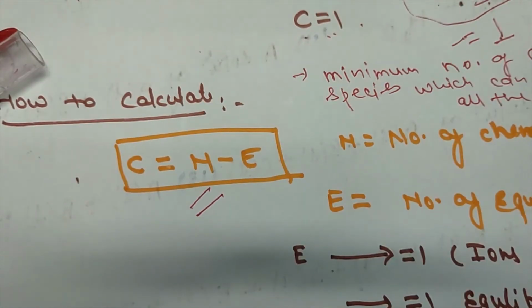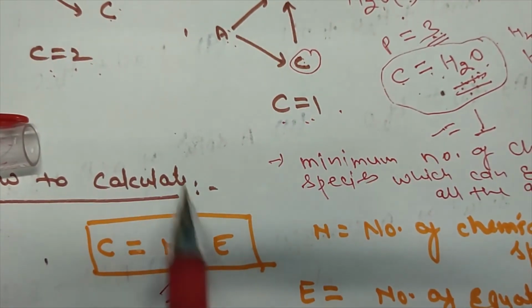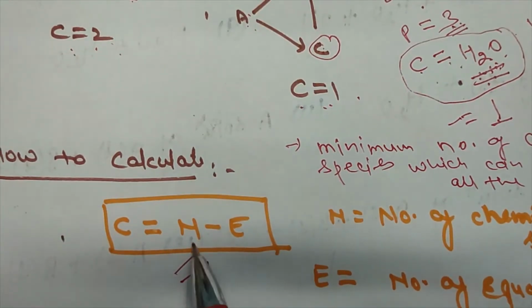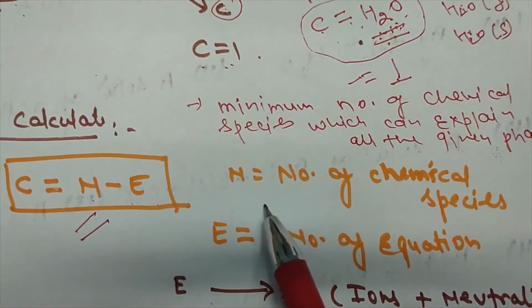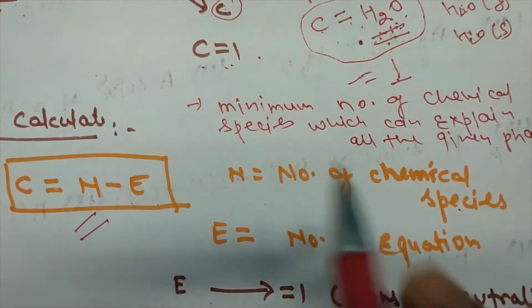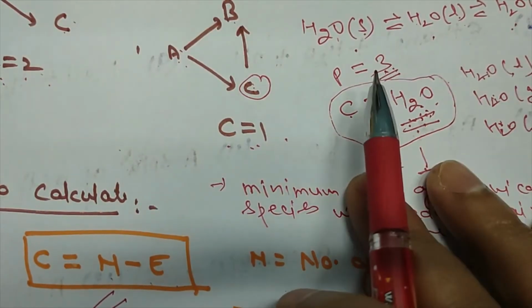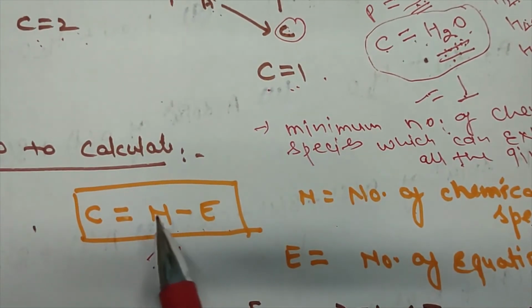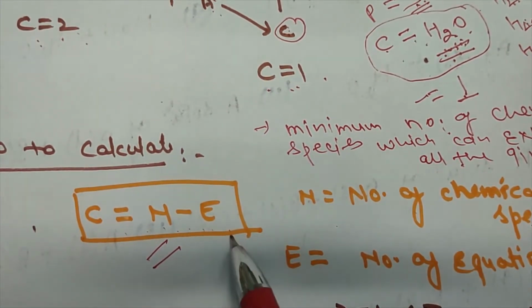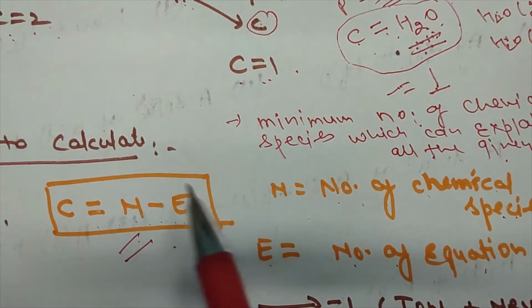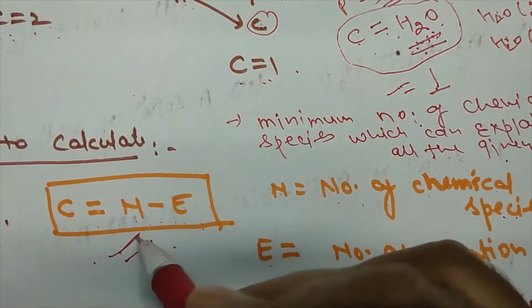Simple. Okay, now how to determine or calculate the component? Here the formula is C = N - E. N is the number of chemical species, the number of chemical compounds. This is a different thing from what I have told you. So C = N - E, where N is the number of chemical species and E is the number of equations. We can calculate the component by this formula.